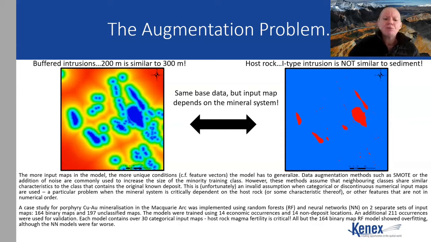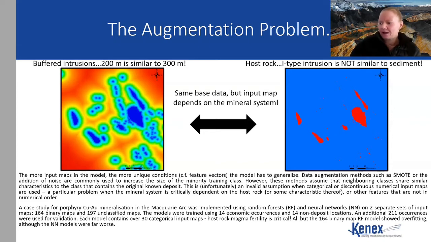Right. But the problem was that each of these models contained over 30 categorical input maps, primarily relating to the host rock magma fertility. The reason there were 30 was we were looking at different magma fertility parameters based on different whole rock geochemistry values and ratios. And what we found was all except the 164 binary map random forest model showed quite a severe amount of overfitting, although the neural network models were both far worse than the random forest model.